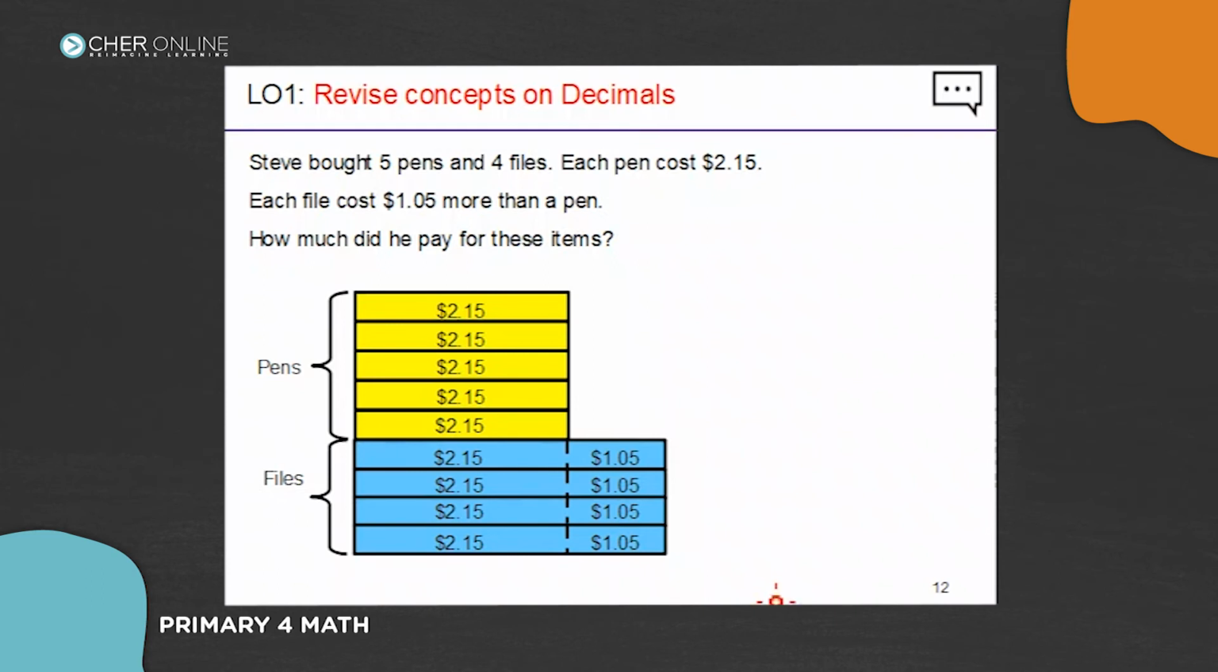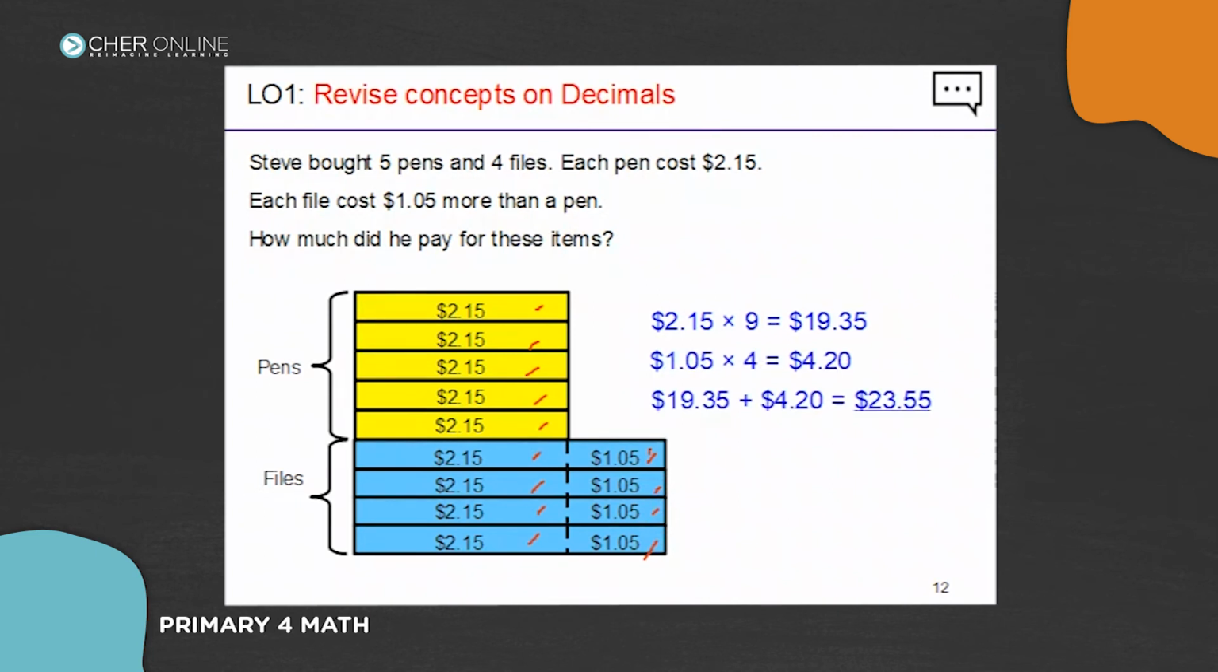So we can use $2.15 times 9. $2.15 times 9 first, we get $19.35. Then we're going to use $1.05 times 4. We get $4.20. Then we add them up, we'll get the answer.